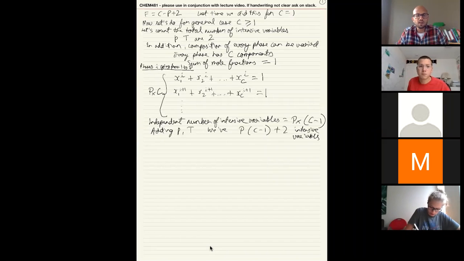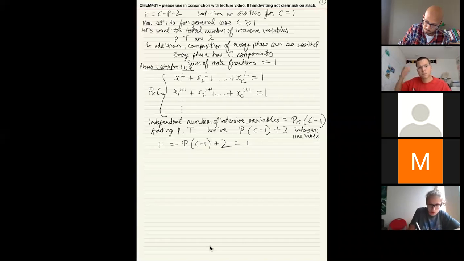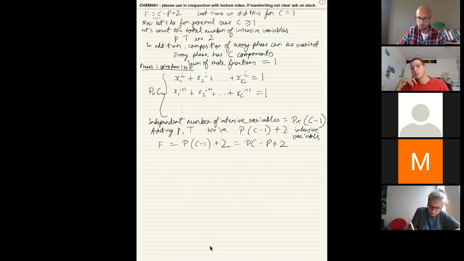This is the number of degrees of freedom we could have had, but we have additional constraints that we haven't taken into account. So if this was just the case, we could have written F is equal to P multiplied by C minus 1 plus 2, which would be PC minus P plus 2. Something's really wrong, right? We were just trying to derive F is equal to C minus P plus 2, and we just ended up with F is equal to PC minus P plus 2. Something is wrong, right? We forgot about some constraints.